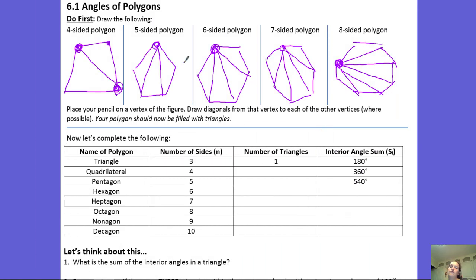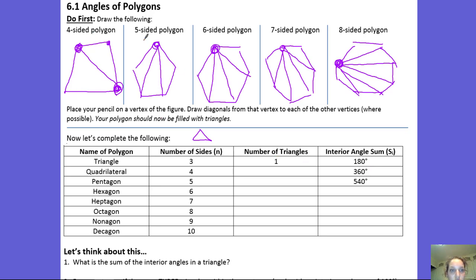Okay, so this is what you should end up with. Basically what we have done is created a bunch of triangles. So what we're going to do now is compare the number of sides of our polygon with the number of triangles that we just created by drawing these diagonals. So obviously, with a triangle, you can't create multiple triangles by connecting the vertices. There's only one triangle.